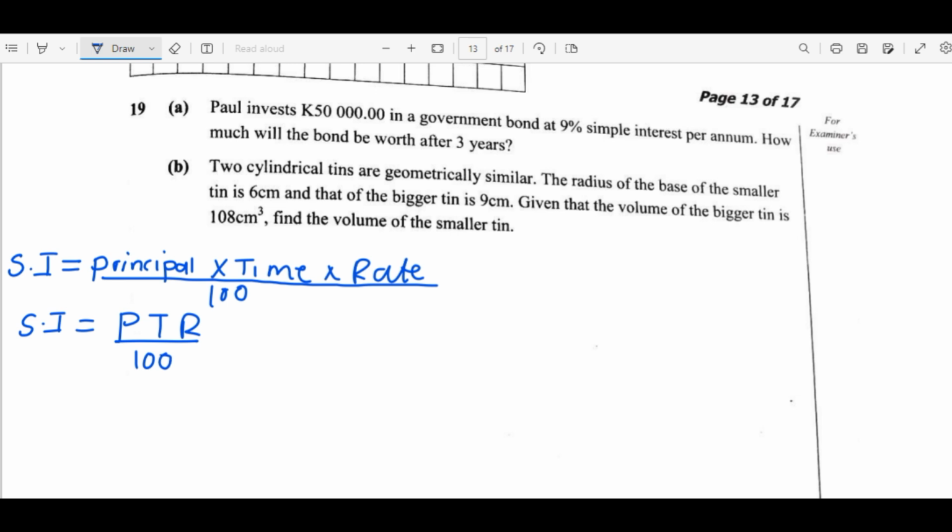So for this PTR formula, we'll say simple interest is equal. The principal is the money that was invested. So the money that was invested is 50,000, is what we are going to put where there is P, multiplied by the time. The time is always measured in years. So make sure if sometimes given a question in months, please remember to convert into years. So the time is 3 years multiplied by rate. Rate is the percent given, which is 9, divided by 100.